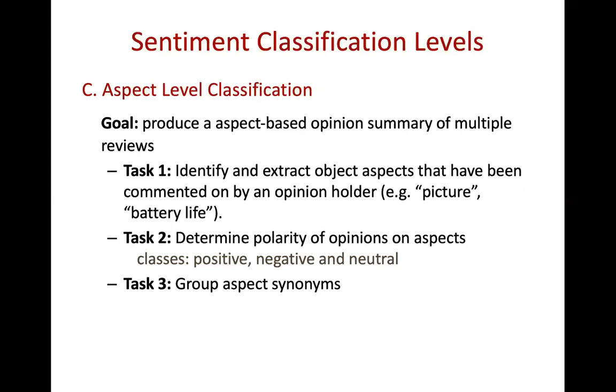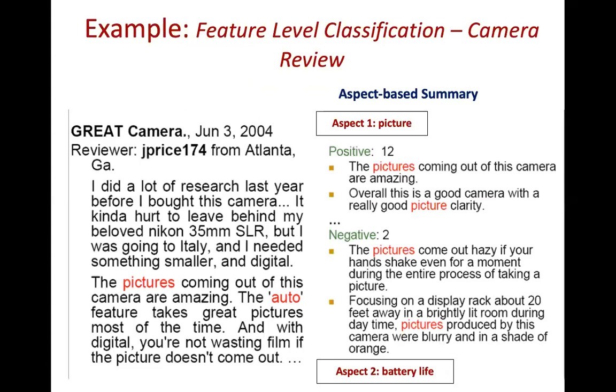We can also do classification of sentiment on the aspect level, when we want to identify and extract the object aspects that have been commented on by the opinion holder, and then also the polarity, or even group aspect synonyms. If you look at this last example, you can see that camera reviews are a good example of aspect classification. For example, positive sentiment: this picture's coming out amazing. Overall, it's a good camera with really good picture clarity. But negative sentiments could be: the pictures come out hazy if you can't stay still even for a moment during the entire process of taking a picture.